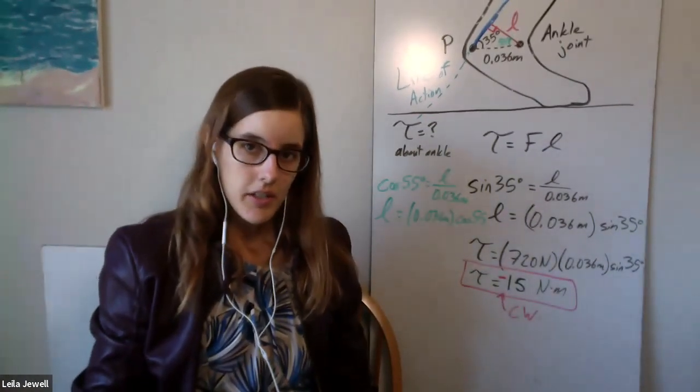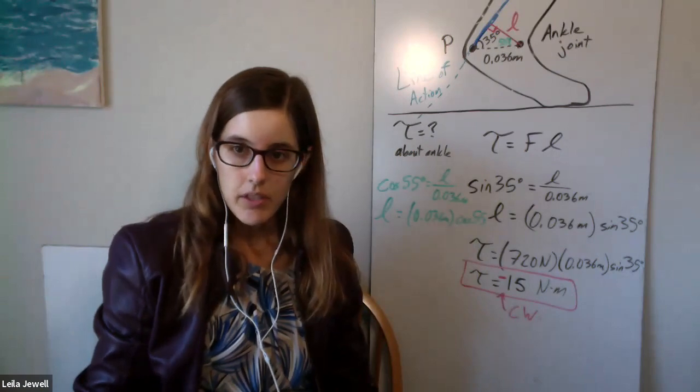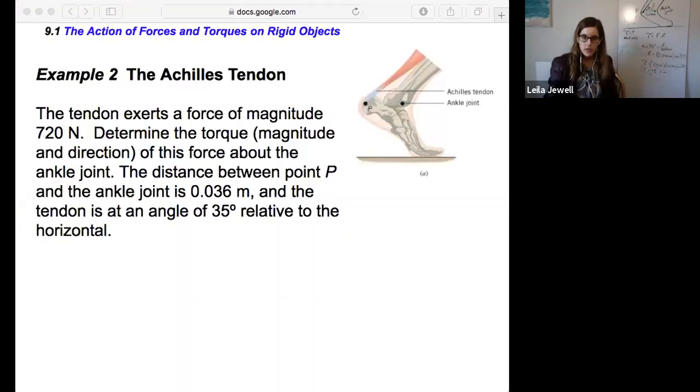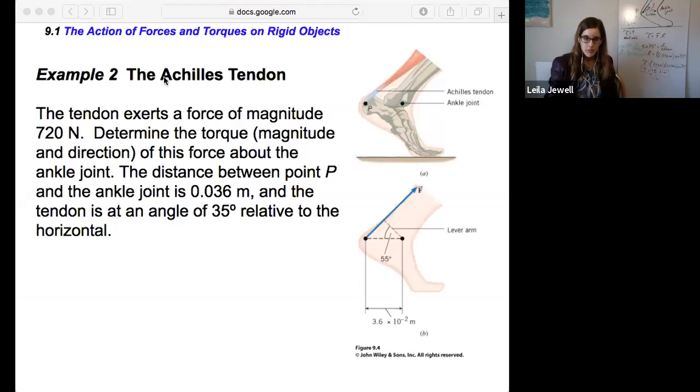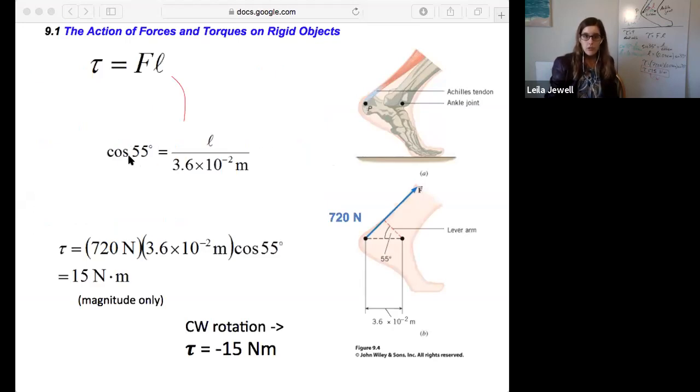And just to highlight how the book solved it, we can go back to that for a moment. Here we go. So here you see that they had the 55 degrees labeled instead of the 35 degrees. So the book used cosine of the 55. But sure enough, they got the same answer of 15 Newton meters, which is just the magnitude. Because of the clockwise rotation that it would cause, the torque is negative 15 Newton meters.